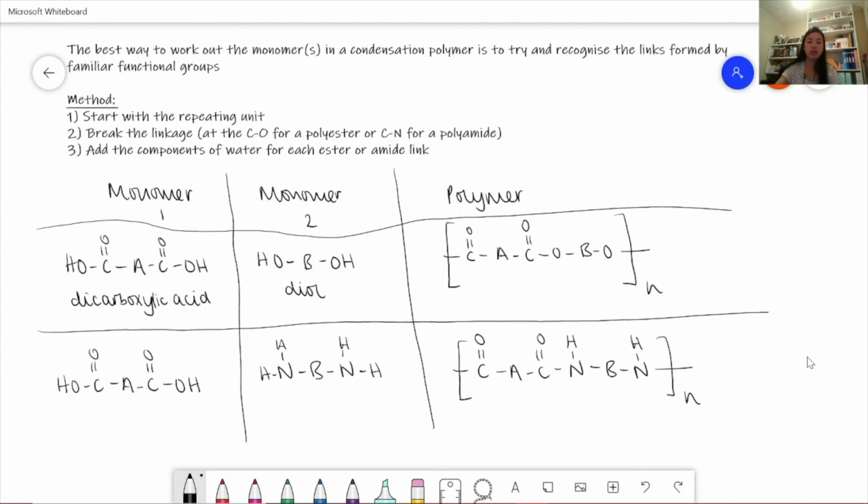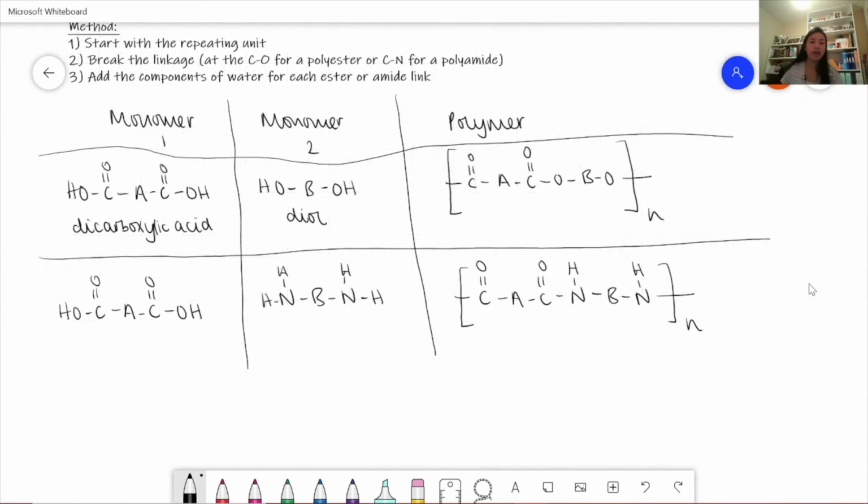So the first one we form is a polyester, and then the second one is a polyamide, and we know this because this is an ester link here, and this is an amide link here.